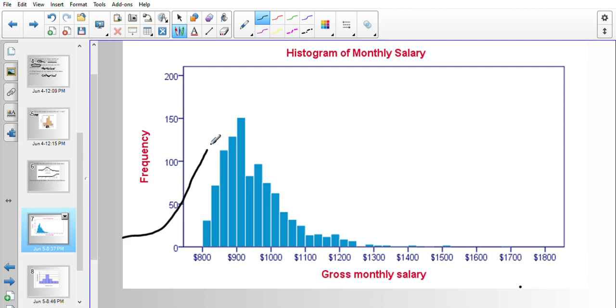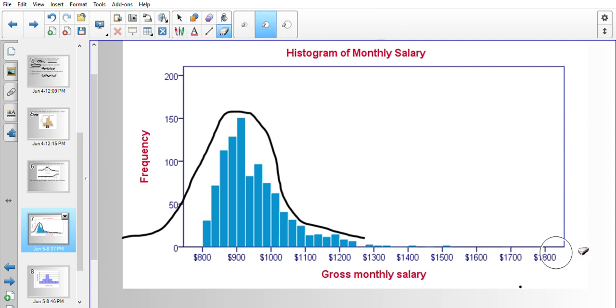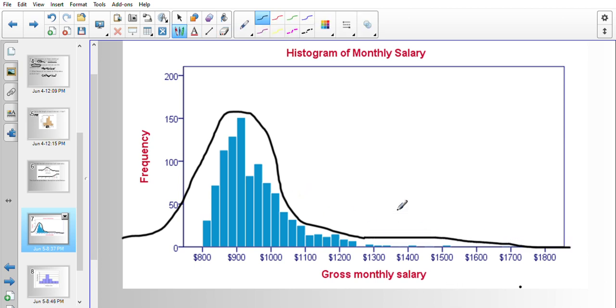Well, if I draw a line around this data, I'm going to fix up that bottom part a little bit. If I draw a line here, which way does the tail point? It's not really symmetrical, right? The tail kind of trails off to the right. That's because the data is skewed to the right.